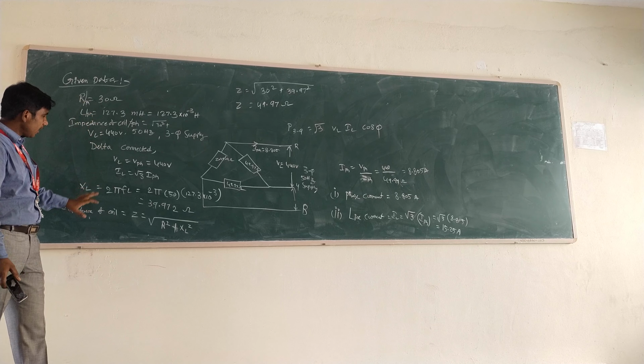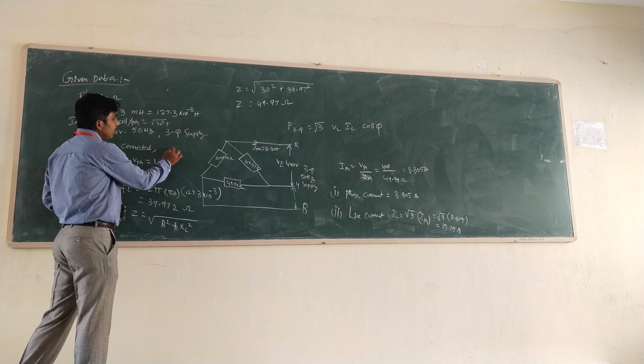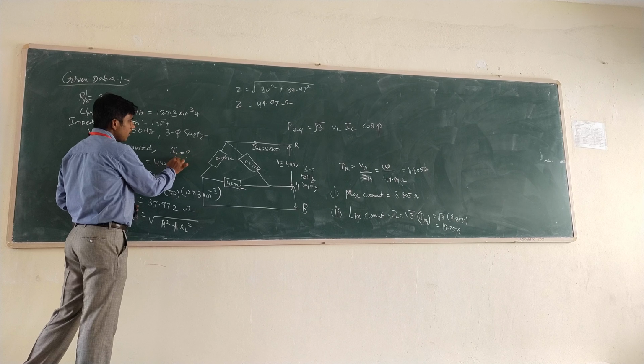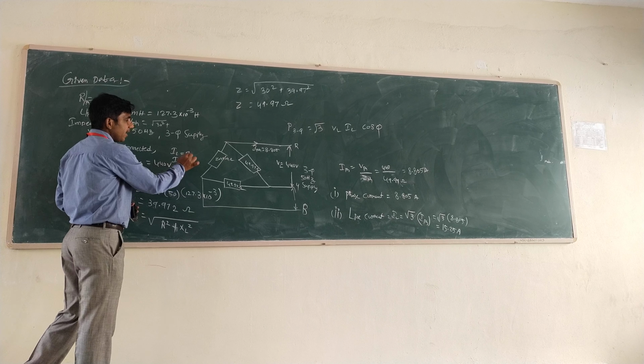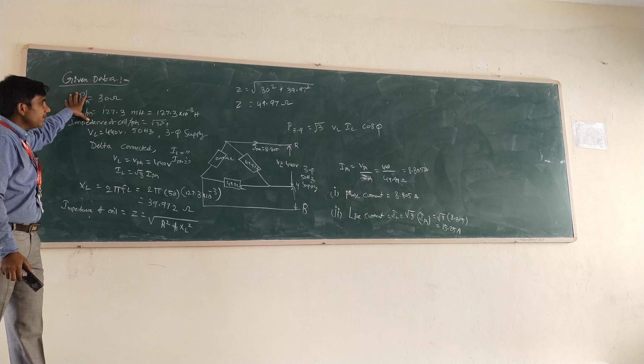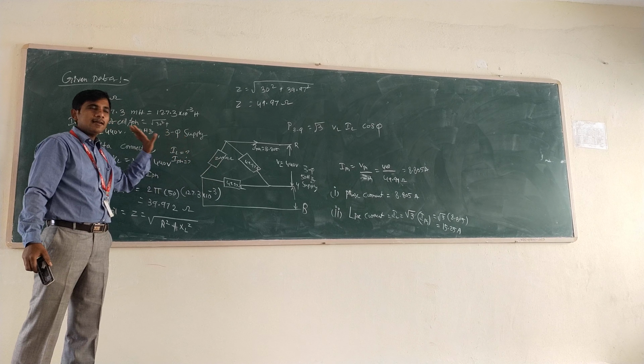After that, what do we have to calculate? IL equal to how much? I phase equal to how much? Phase current and line current. And these are connected in delta.